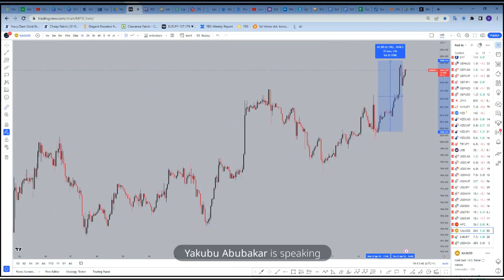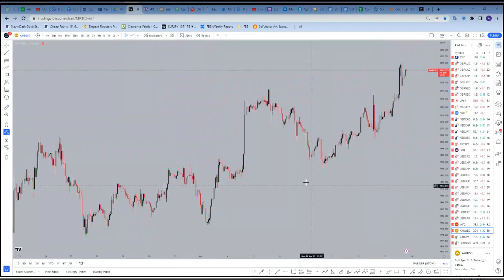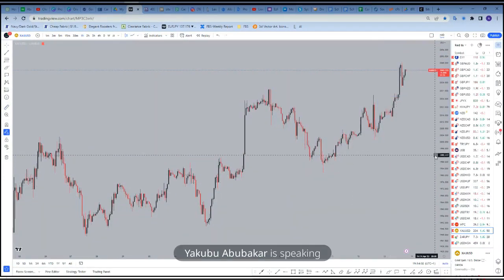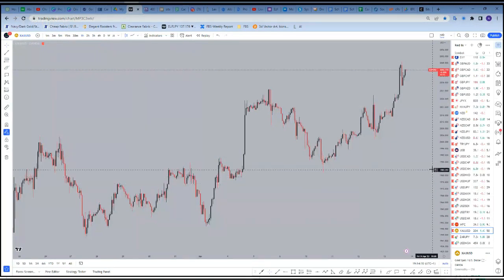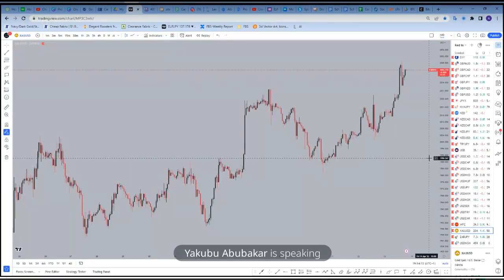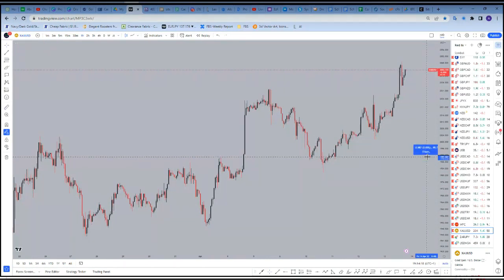Yes, sir. So for example, if I want to count the pips between 1990 to 2000, how much is it exactly? Let's go to 1990. This is 1990 here. I hold my shift, and then I want to go to 2000. This is 2000. And you discover that that's about 1,000 pips.